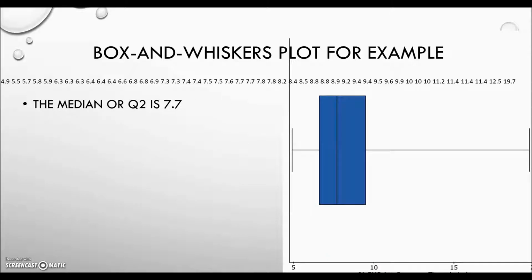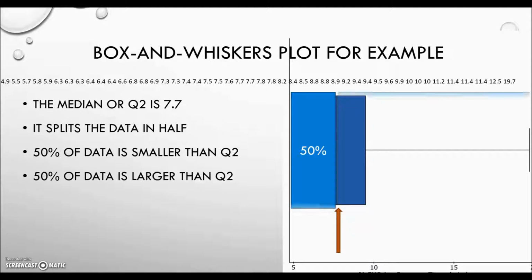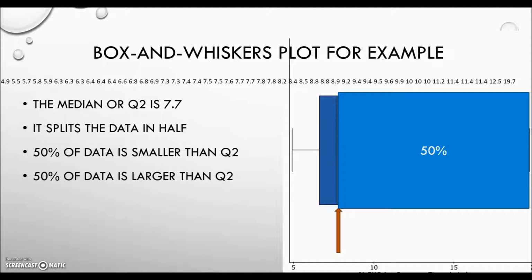The median, or Q2, is 7.7 for this particular set of data, and it is the line that's drawn here in between the ends of our box that were determined by the first quartile and third quartile. It splits the data in half. 50% of data is smaller than Q2 or the median, and 50% of the data is larger than the median.